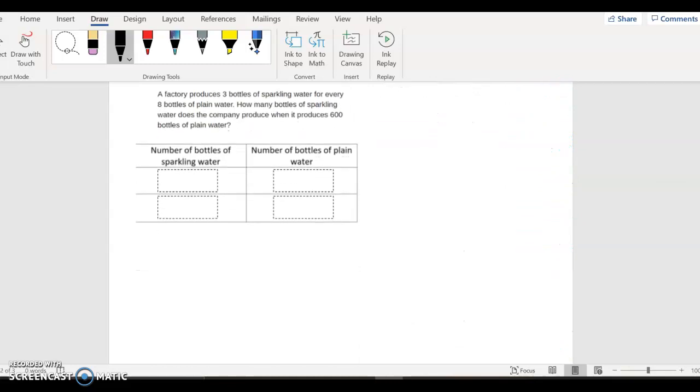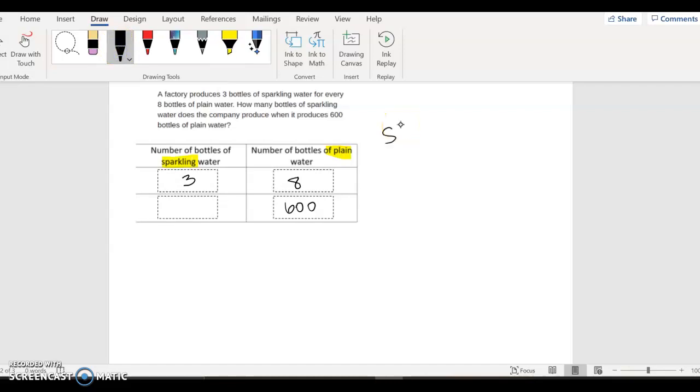Okay, next question. We have a factory that produces 3 bottles of sparkling water for every 8 bottles of plain water. So I'm going to put that in our table here. 3 bottles of sparkling water goes for every 8 bottles of plain water. We want to know how many bottles of sparkling water the company can produce when it makes 600 bottles of plain water.